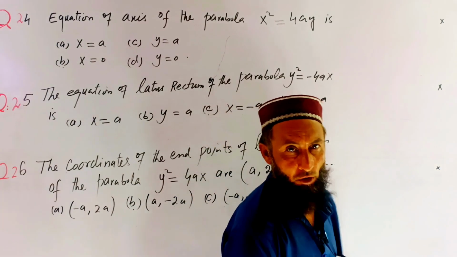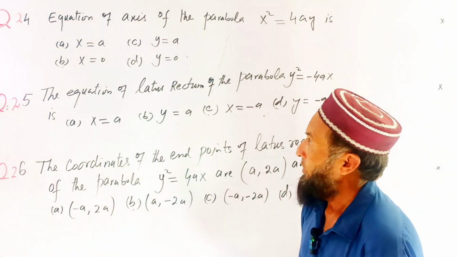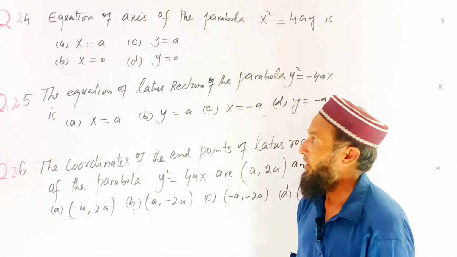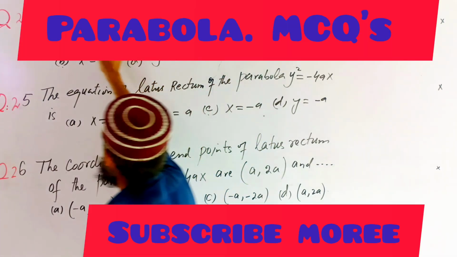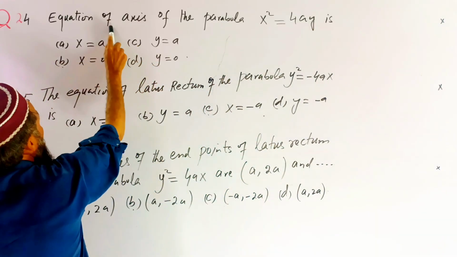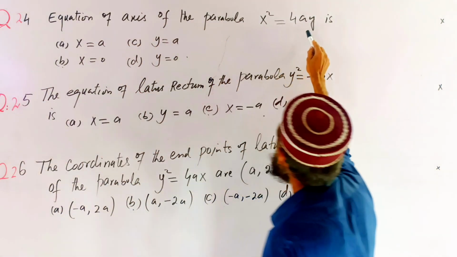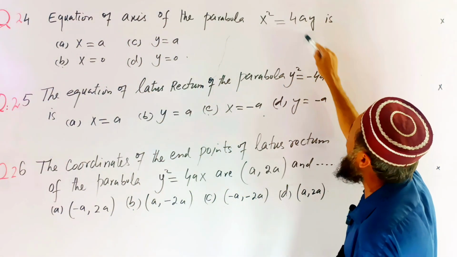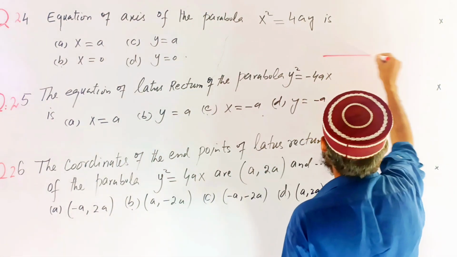All viewers and dear students, today we are proceeding to the next MCQs. Question number 24. Equation of axis of the parabola. Equation is required of the x-axis of the parabola. The parabola is making along the y-axis, vertically.